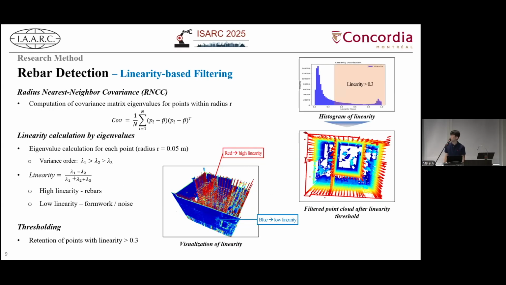To extract the rebars, we exploit their linear geometry. For each point, we calculate the radius nearest neighbor covariance within a 5 centimeter radius, perform eigenvalue analysis, and derive a linearity index like that. Because the rebar is straight, it shows high linearity, whereas formwork and noise do not. By keeping only points with linearity above 0.3, we can remove most clutter.